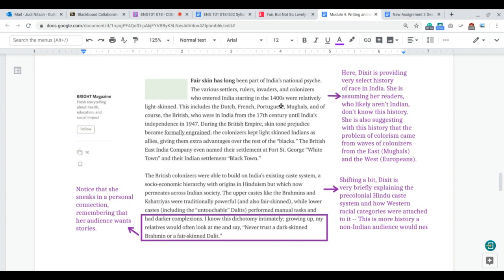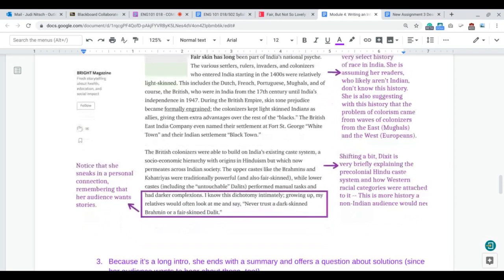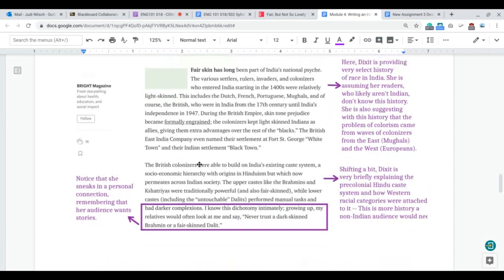So in this paragraph, the history, she's setting up colorism as a problem that was brought into India that probably didn't exist before. But then here, the British colonizers were able to build on India's existing caste system. Shifting a bit, Dixit is very briefly explaining the pre-colonial Hindu caste system and how Western racial categories were attached to it. This is more history a non-Indian audience would need.